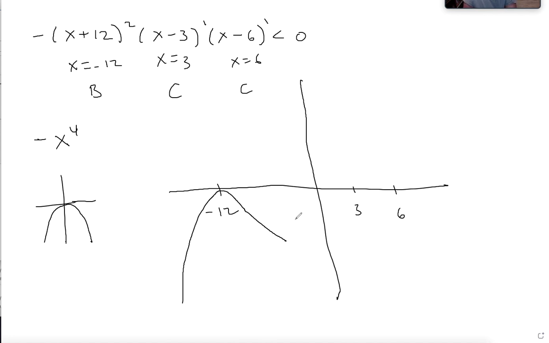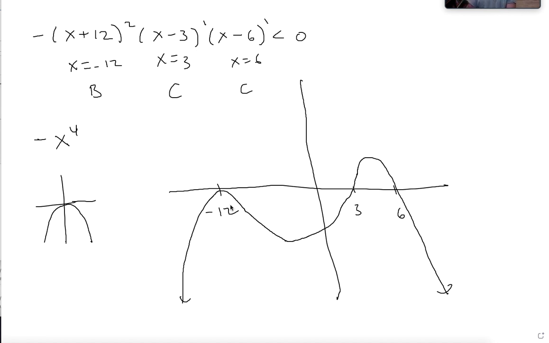And then we're going to come back and we're going to cross on the 3. And we're going to cross on the 6. So it has to have a turning point there and come back down. And now if you look, my kind of crappy looking graph does look like an upside down parabola. And we want the regions that are less than but not equal to 0.